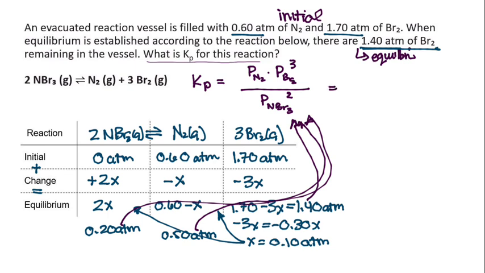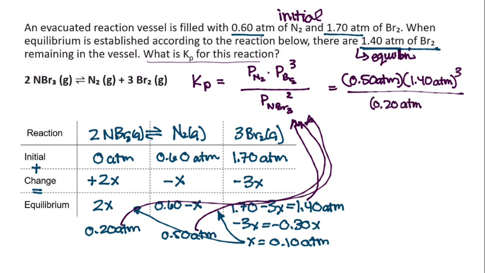The partial pressure of N2 at equilibrium, we said, is 0.5 atmospheres. I multiply that by the 1.4 atmospheres of Br2 cubed, divided by the 0.2 atmospheres of NBr3 squared. If I do that arithmetic, I get 34.3. So my value of Kp equals 34.3.